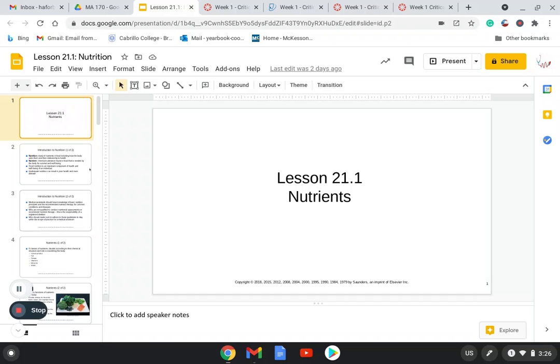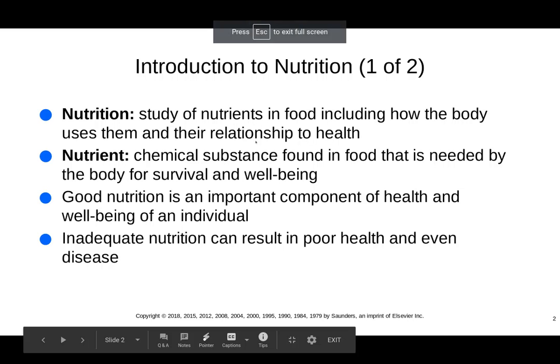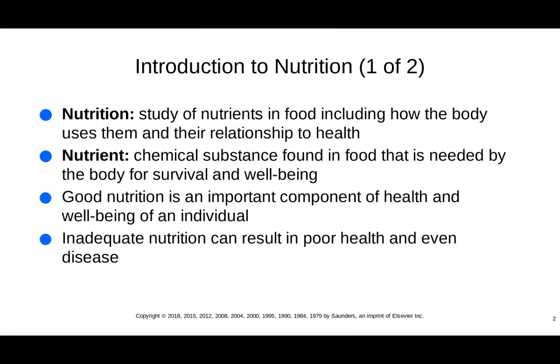This is lesson 21.1. Okay, so nutrition is the study of nutrients in food, including how the body uses them and their relationship to our health. A nutrient is a chemical substance that's found in food that is needed by the body for survival and well-being. Good nutrition is an important component of health and the well-being of an individual. Inadequate nutrition can result in poor health and cause disease.